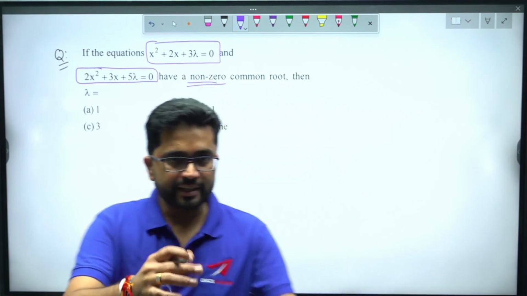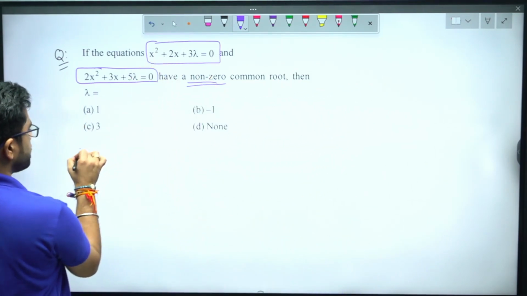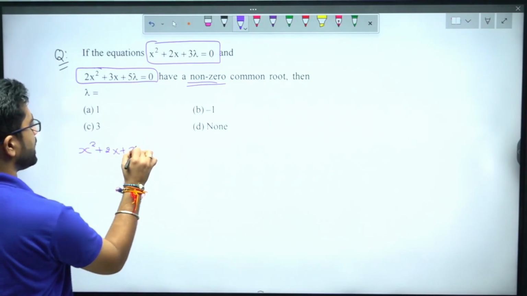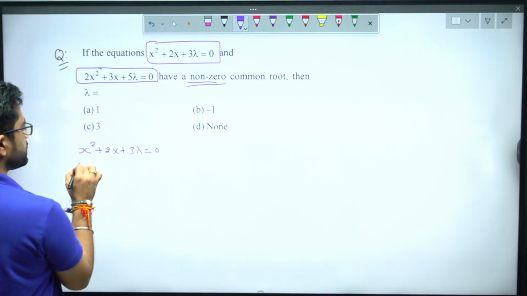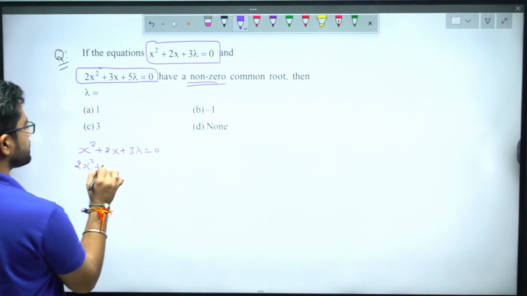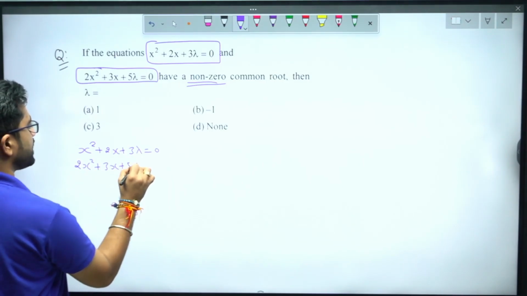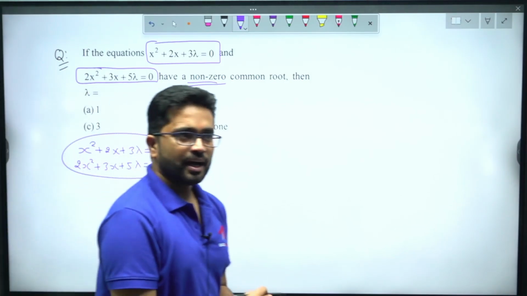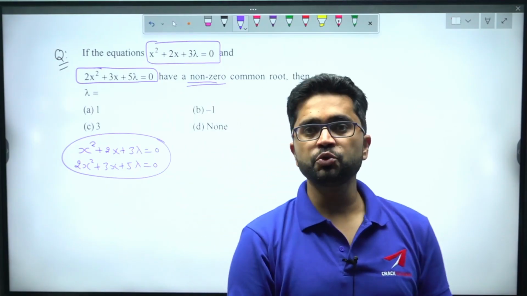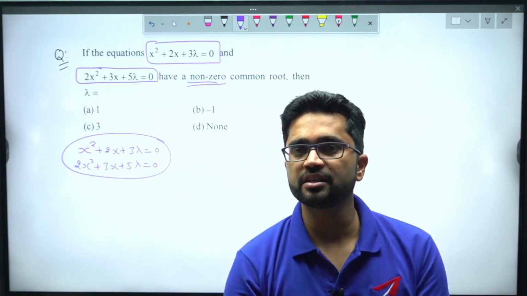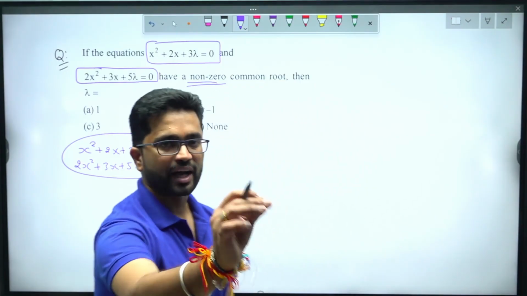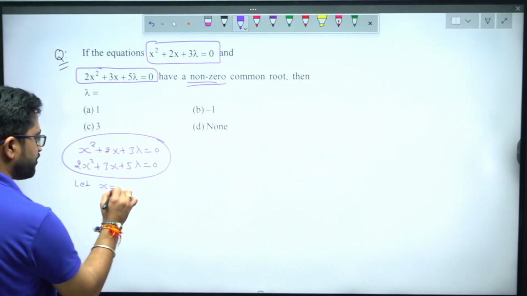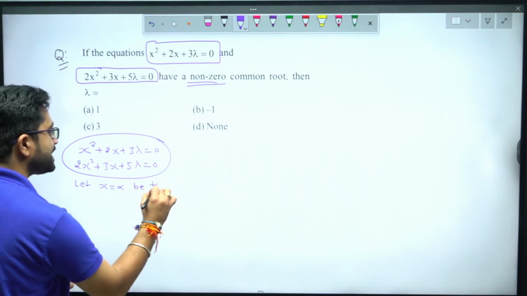The first equation is x square plus 2x plus 3 lambda equals 0. The second equation is 2x square plus 3x plus 5 lambda equals 0. They are directly declaring that the two equations have a single common root. So guys, please follow. Let x equals alpha be that common root.